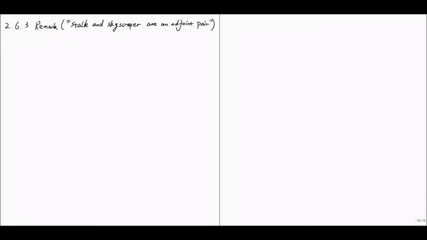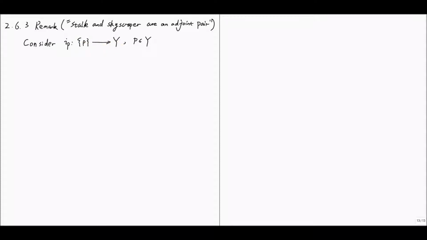The fact that the inverse image and the push forward form an adjoint pair has an important corollary. And we will see stalk and skyscraper form an adjoint pair too, as a special case. Let's take the topological space X to be a one-point space, where this point is taken from the space Y. And let S sub P be an embedding of this point into Y.